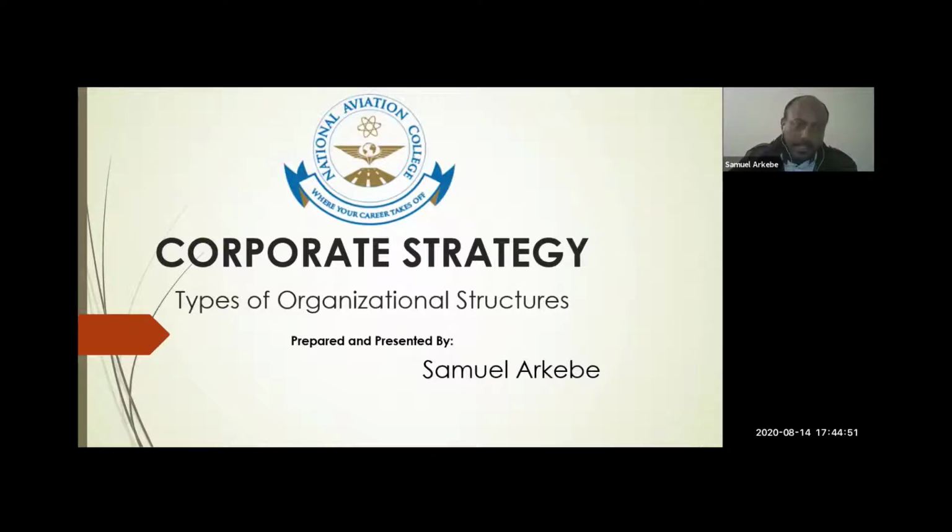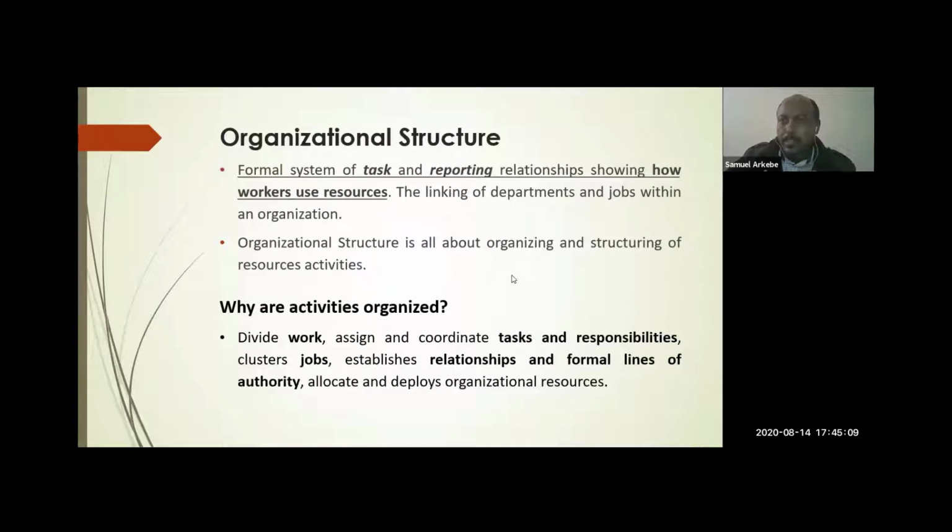So the title I was given was types of organizational structure. I will focus not only on the parts, but also give a little bit of a definition of what the organizational structure is, and then I will proceed. So organizational structure is a formal system of task and reporting regulation showing how workers use resources. But why do we think activities should be organized? Because we have to divide work, assign and coordinate tasks and responsibilities, cluster jobs, and establish relationships and formal lines of authority. So for that, we need an organization. This is why we need organizational structure.